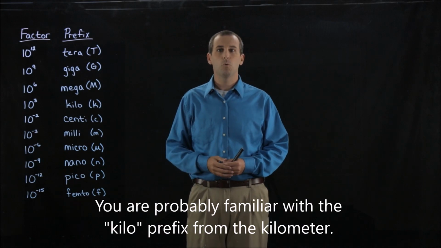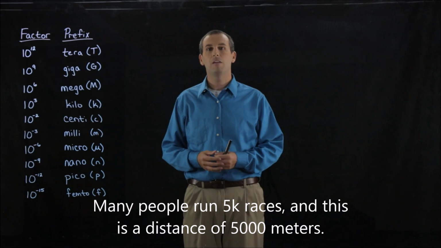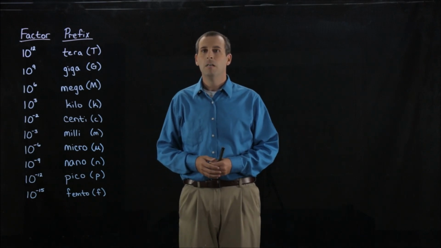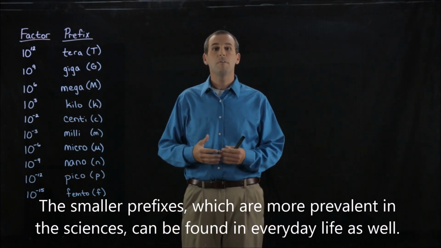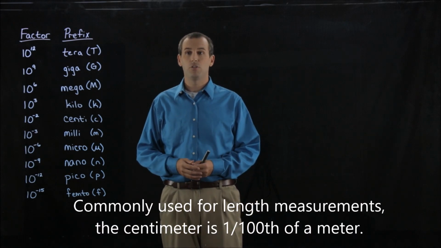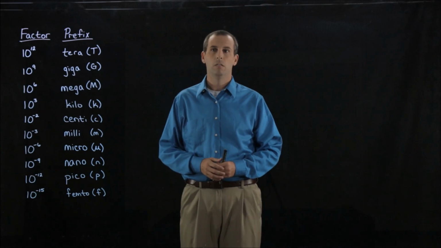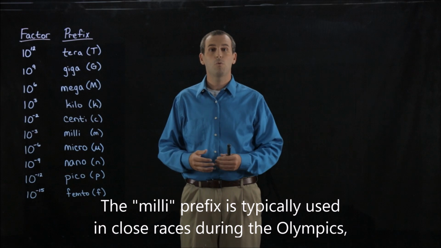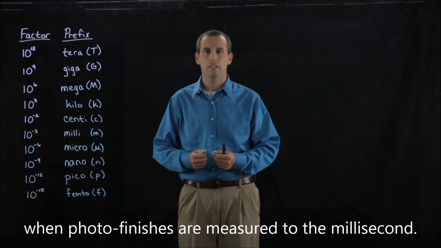You're probably familiar with the kilo prefix from the kilometer. Many people run 5K races, and this is a distance of 5,000 meters. The smaller prefixes, which are more prevalent in the sciences, can be found in everyday life as well. Commonly used for a length of measurement, the centimeter is 1/100th of a meter. The milli prefix is typically used in close races during the Olympics when photo finishes are measured to the millisecond.